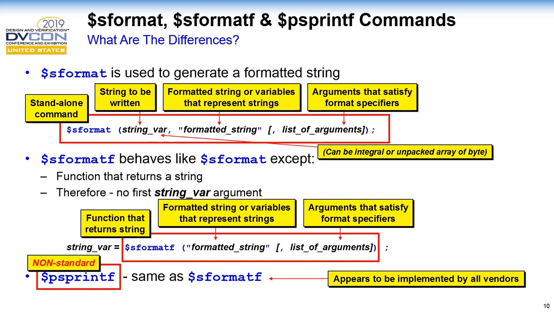And so you'll have some string variable equals $sformatf, or you'll call the UVM info, and the string you want comes from a $sformatf command. And so you've got the formatted string with all the formatting that you would typically do inside of $display.